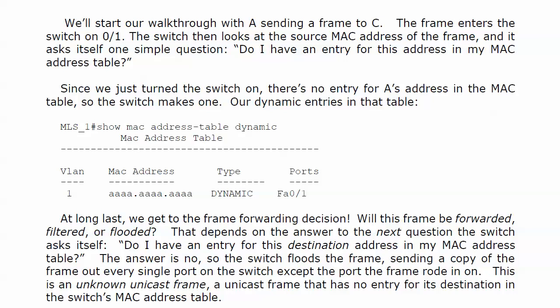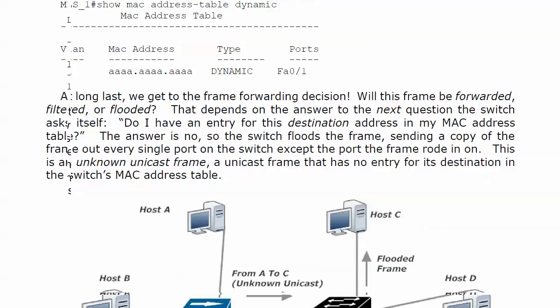And when you flood a frame, the switch sends a copy of the frame out every single port on the switch except the port the frame came in on. A switch is never going to send a copy of a frame back out the same port it came in on. Now, what we call this is an unknown unicast frame, and that's such a great name because when I first read that years ago, I always thought, well, if it's a unicast, then how can it be unknown? And what we mean by this is it is a unicast frame and it has a unicast destination address. There just isn't an entry for it in the switch's MAC address table.